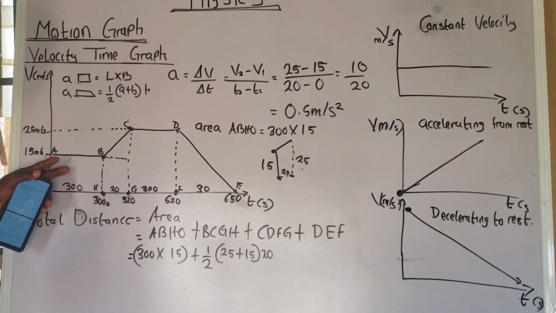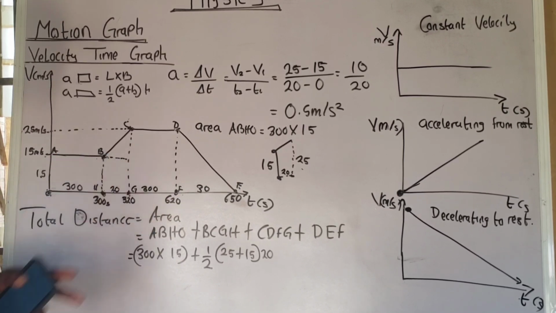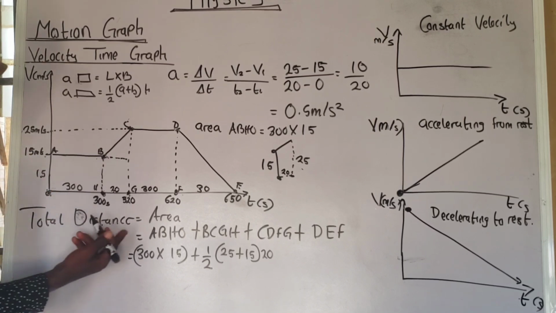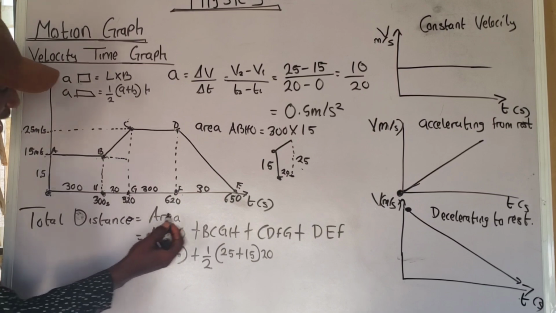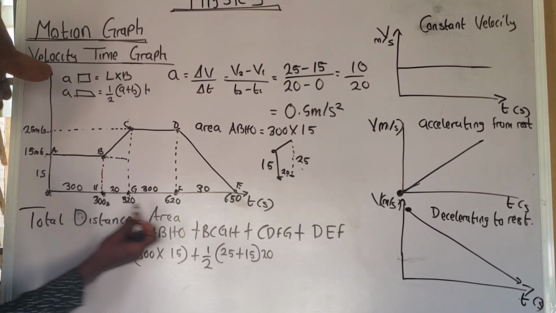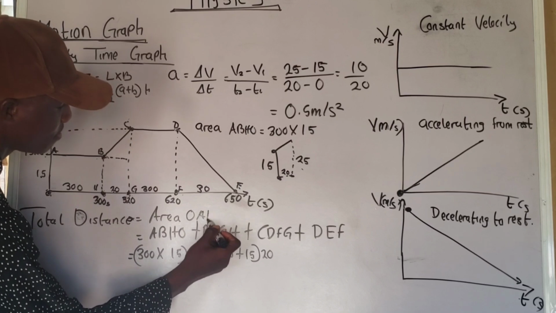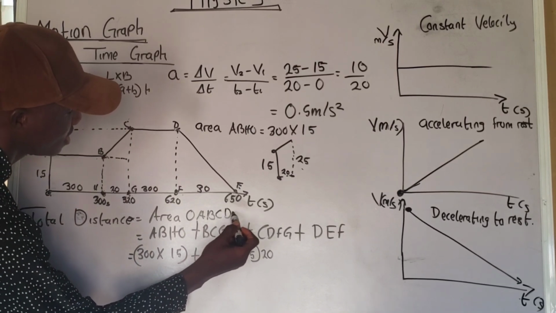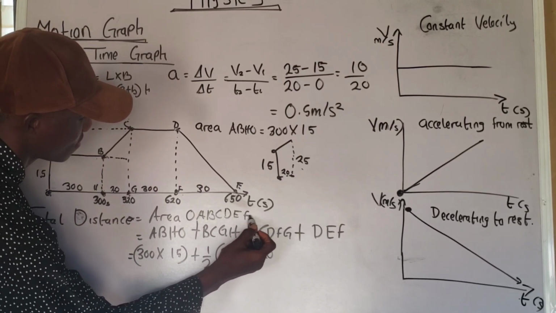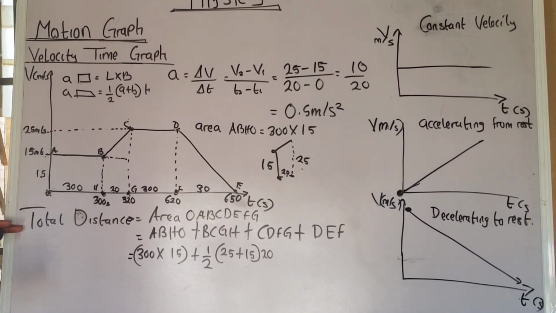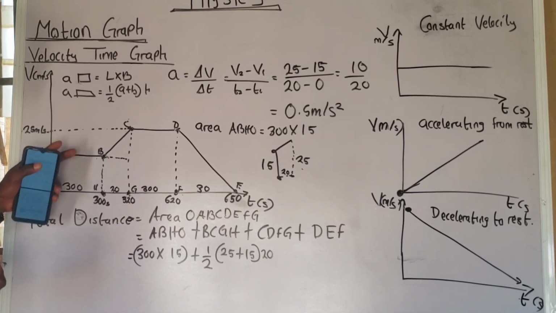I have a rectangle, trapezium, rectangle, and triangle, you understand? So I'm calculating the area of what I have in the graph. Since the total distance is equal to the area, the total distance is equal to the area of OABCDEFG. So I'm calculating the area one by one.